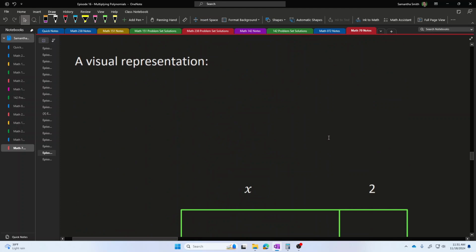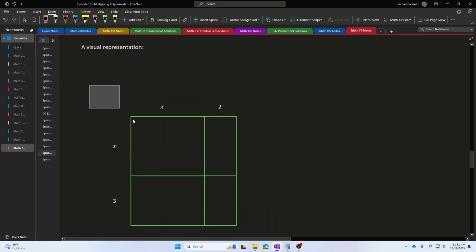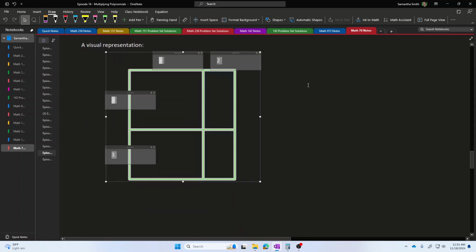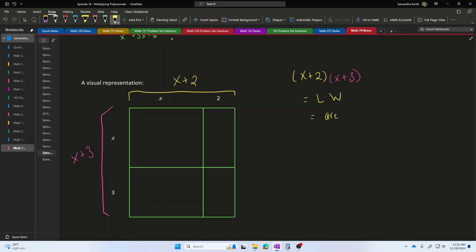Now for a visual representation of what is going on when we do this process, if I think about, for example, a rectangle where the length of one of the sides of the rectangle is x plus 2, and the length of the other side of the rectangle is x plus 3, then the product x plus 2, x plus 3 would be the same thing as length times width, which would be the same thing as the area of this entire rectangle.